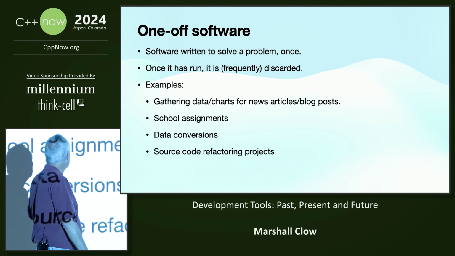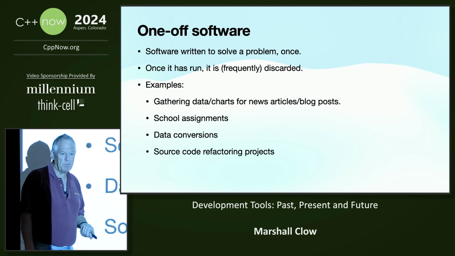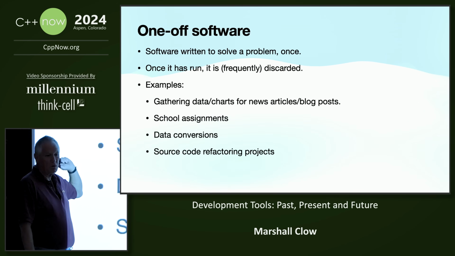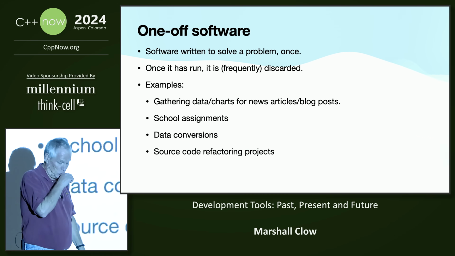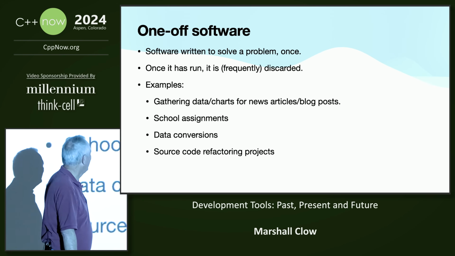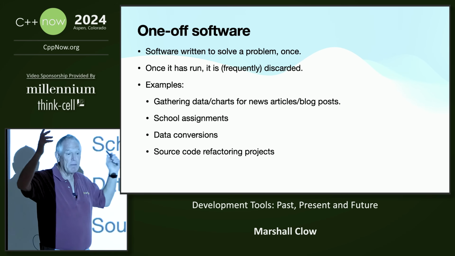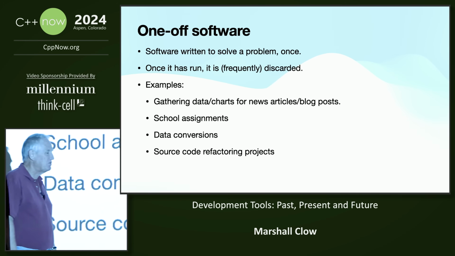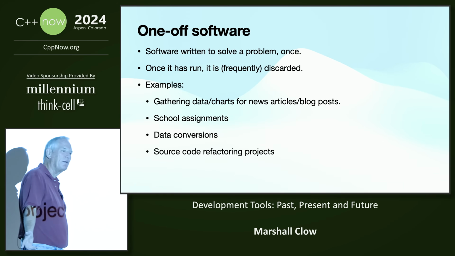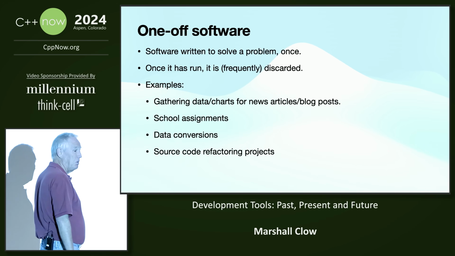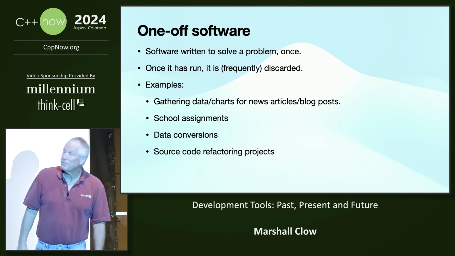Okay? You want to do some data analysis, you want to scrape some stuff off of the web for a newspaper article or a blog post you're doing, school assignments. Data conversions: I have a chunk of data, I have a megabyte or 500 megabytes of data that's in CSV, I need it in JSON. That's a 10-line Python program. If you put that into ChatGPT, it will probably spit out that 10-line Python program.